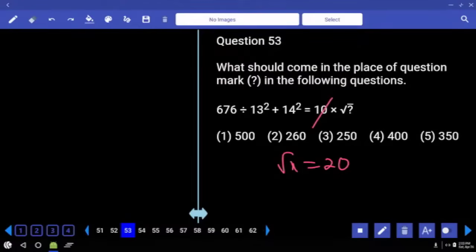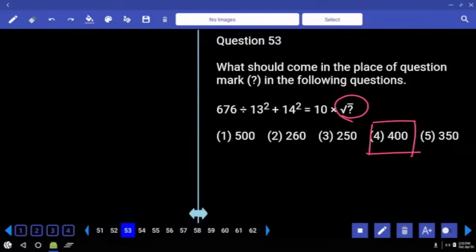X is equal to, right. Basically you don't have to solve this question. Root x in the sense answer should be a perfect square and there is only one perfect square here.